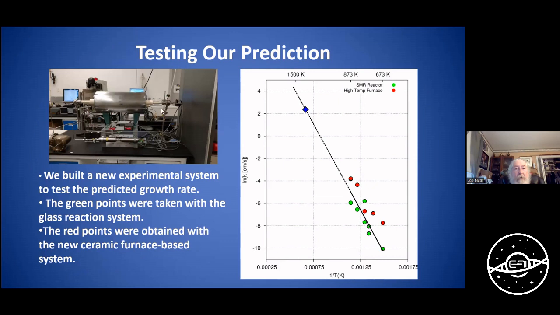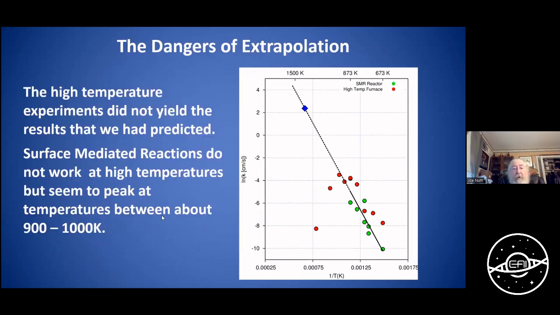We built a new reaction system in order to make those measurements. The green points were taken basically with the glass reaction system I showed you before. The red points were taken in this new system. So the two systems agree with one another, roughly speaking. At the lower temperatures, the red points are fine.